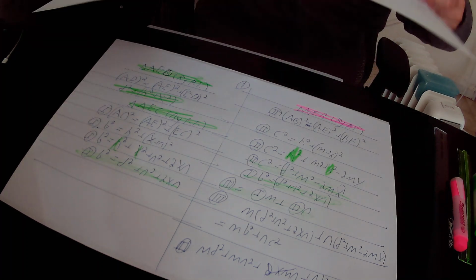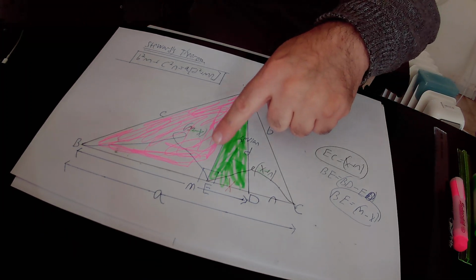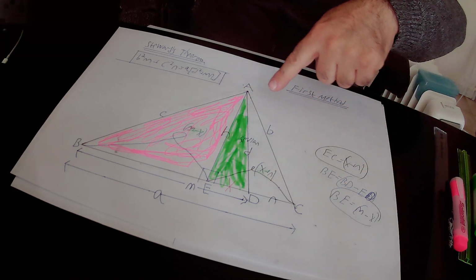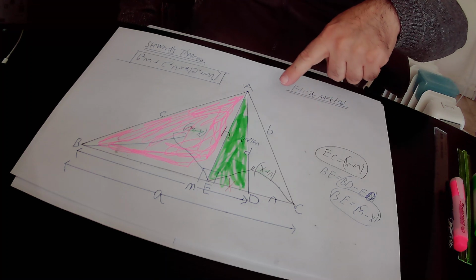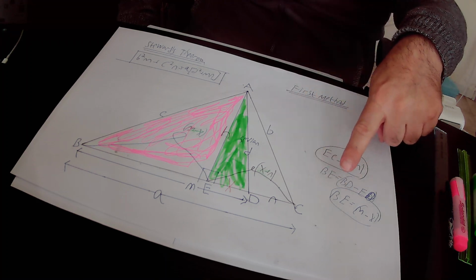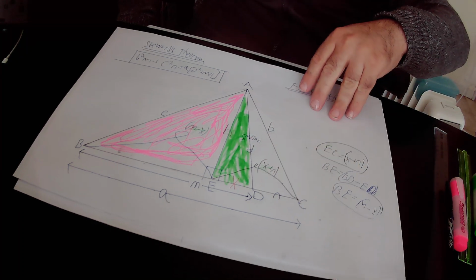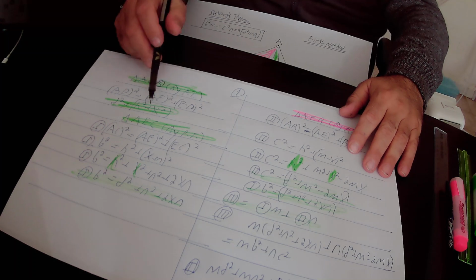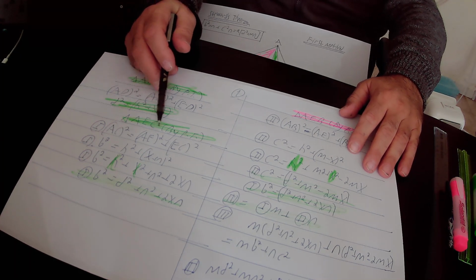Then we implemented the Pythagoras theorem in the right triangle that is partially green, AEC. In this right triangle AEC, according to the Pythagoras theorem, AC square equals AE square plus EC square. Again, AC square equals AE square plus EC square.